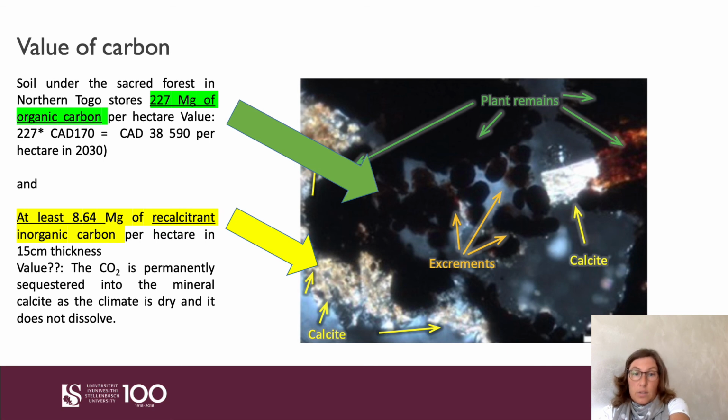And I don't think that the value of these inorganic and organic carbon can be considered to be the same. With the inorganic carbon, the carbon dioxide is permanently sequestered into the mineral when the climate is dry and the calcite does not dissolve. We're talking about a permanent sequestration.